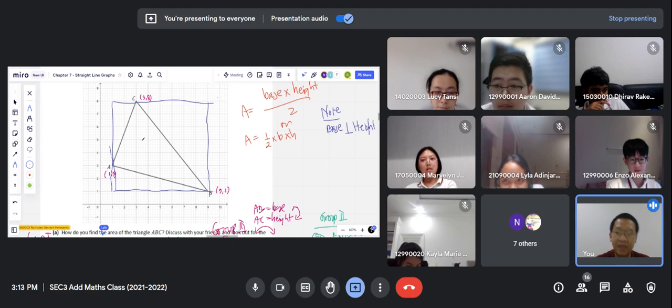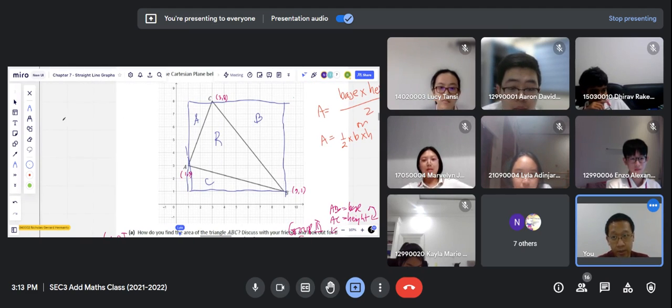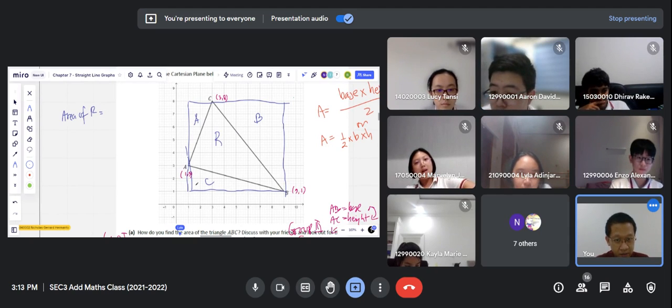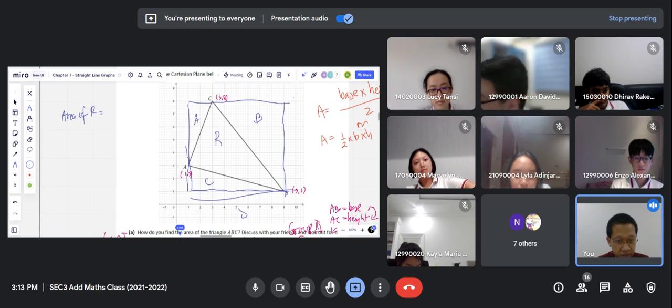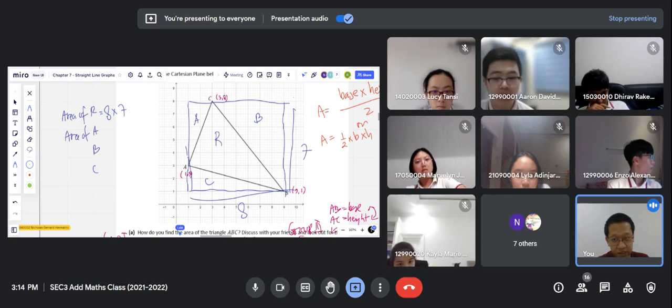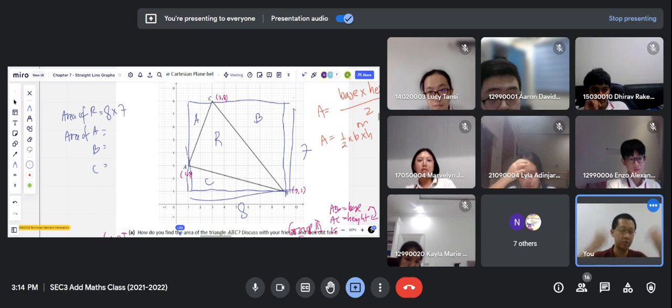So let's name these. Let's say this is R. This is A. This is B. This is C. So how do you find the area of R? You could find it by finding the area of the rectangle, which is 8 and 7, right? 8 times 7. And then you subtract the areas of A, B, and C. Does that make sense for you? So you go with the whole thing and then you take away.